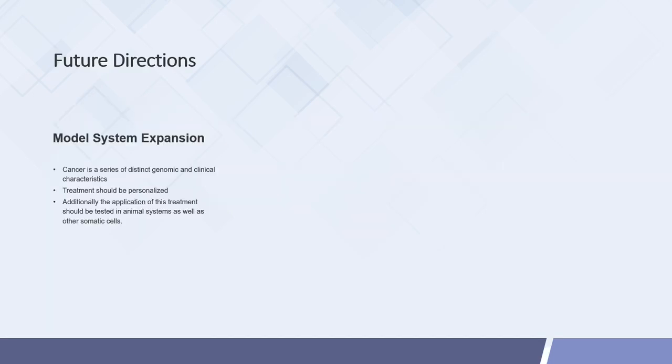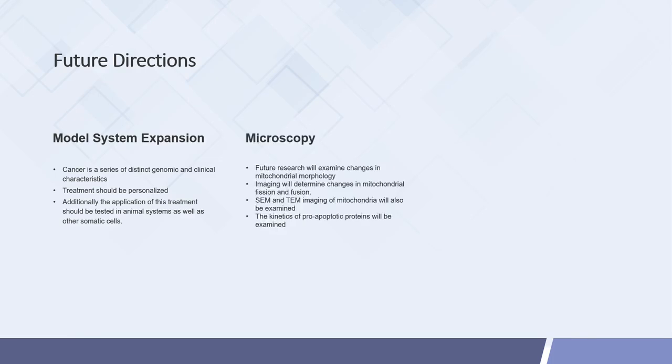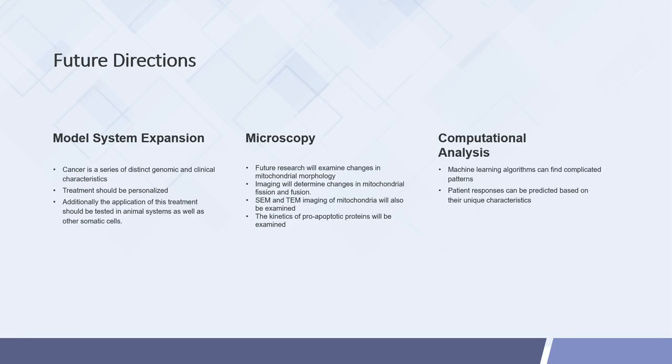In the future, I hope to adapt my model to deal with more of the distinct genomic and clinical characteristics that cancer contains. Furthermore, I hope to involve more microscopy techniques to get a better understanding of changes in mitochondrial morphology. Additionally, I hope to use computational analysis since it can be used to better predict patient outcomes.